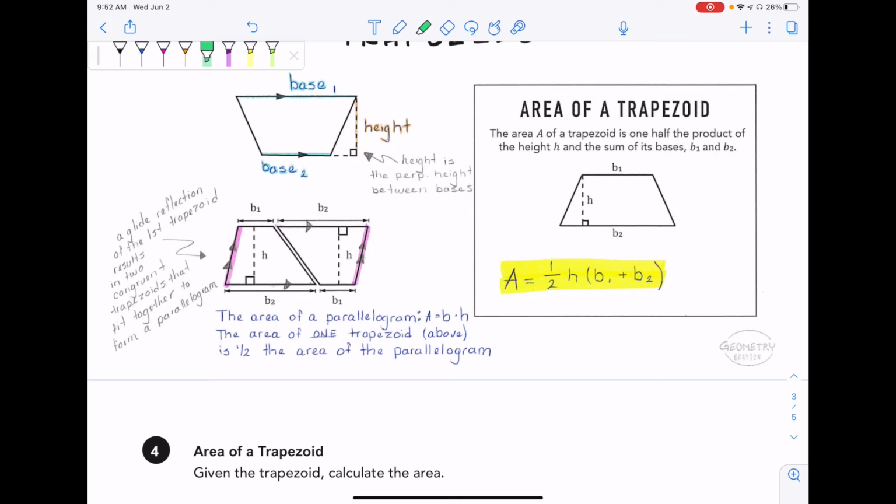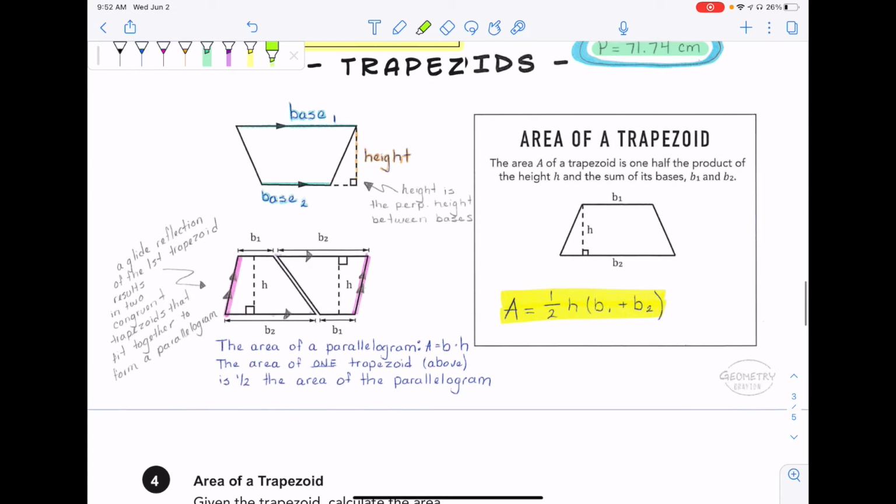So within a trapezoid, you have two bases. We have base 1, we have base 2. It does not matter which one you label as 1 or 2, but you have two bases. You also have the height. The height is the perpendicular distance between the bases, so similar to a triangle, the height might be given outside of the figure, but it is the distance between base 1 and base 2. So the area of a trapezoid is given by 1/2 times the height multiplied by base 1 plus base 2. So you have to add those values together.